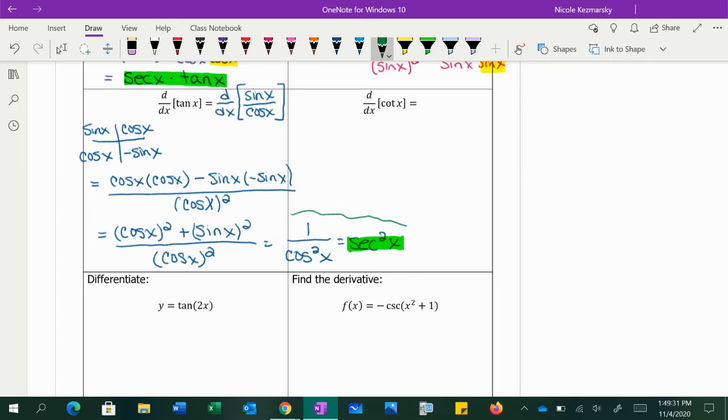Last but not least is cotangent. So for cotangent, I'm going to do the same thing that I did for tangent, except I'm going to turn this into the derivative with respect to x of cosine of x over sine of x.